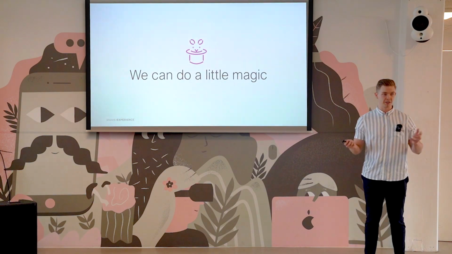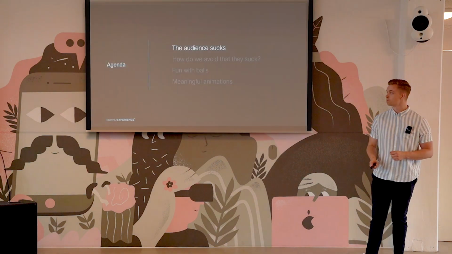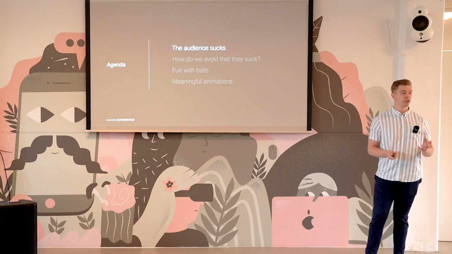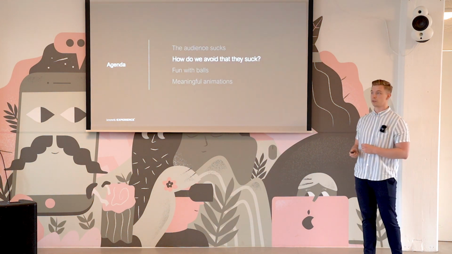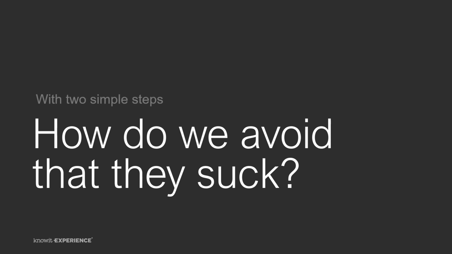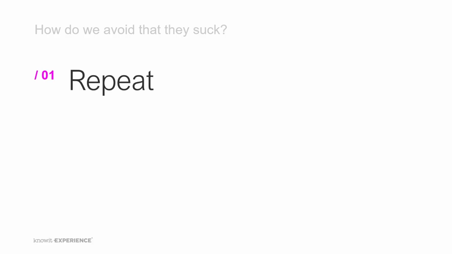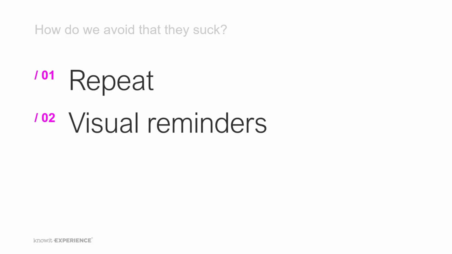But we can do a little bit of magic using animation, for example. So we know that the audience is limited because they have one language processor. Okay, what can we do about it? Well, we can start with repeating. And the second step is to use visual reminders.